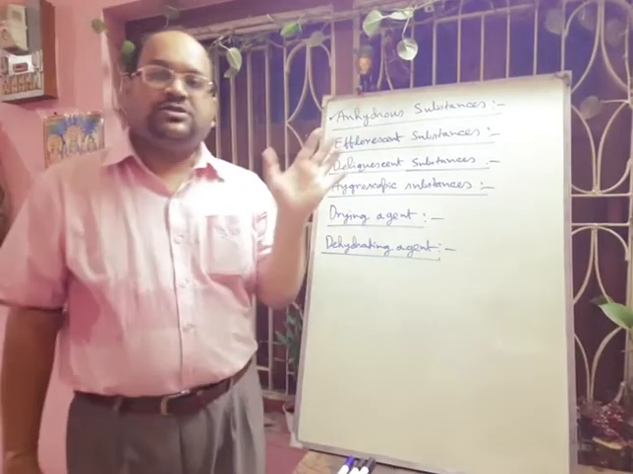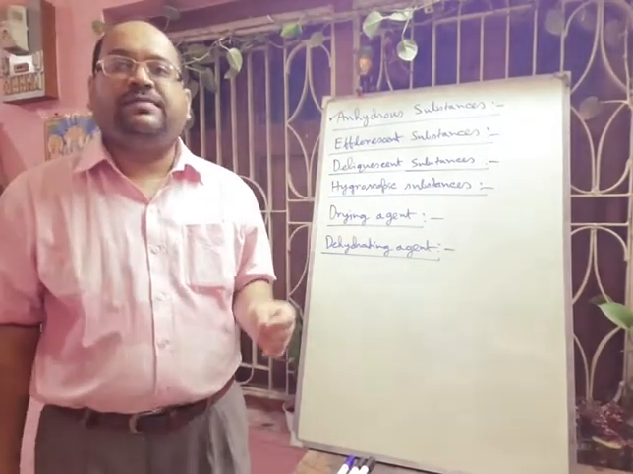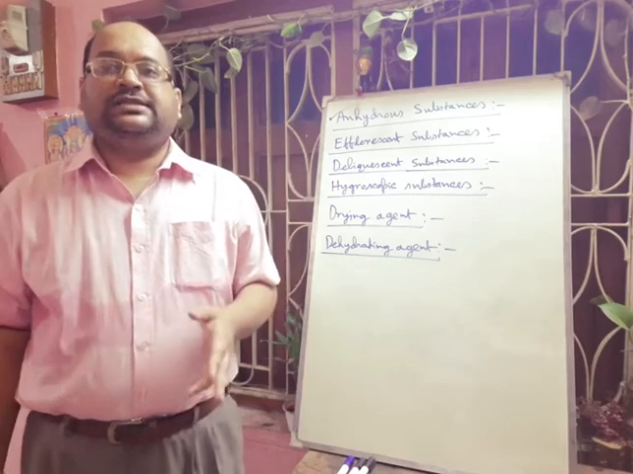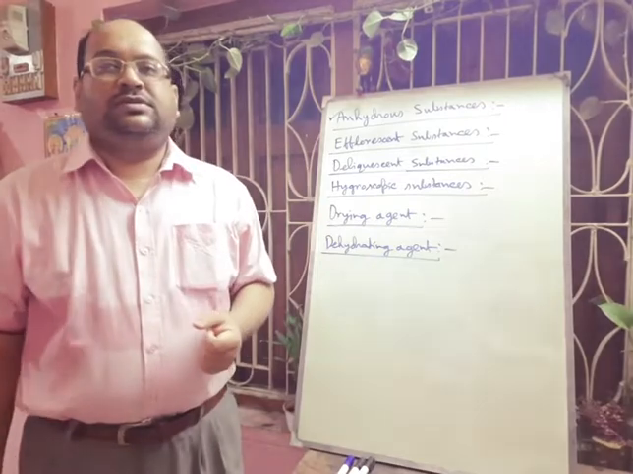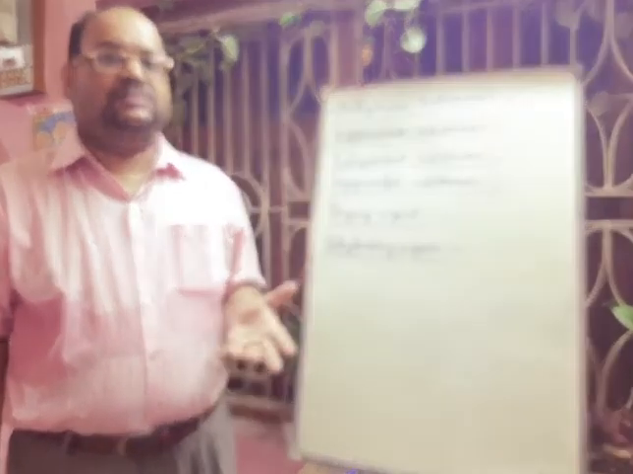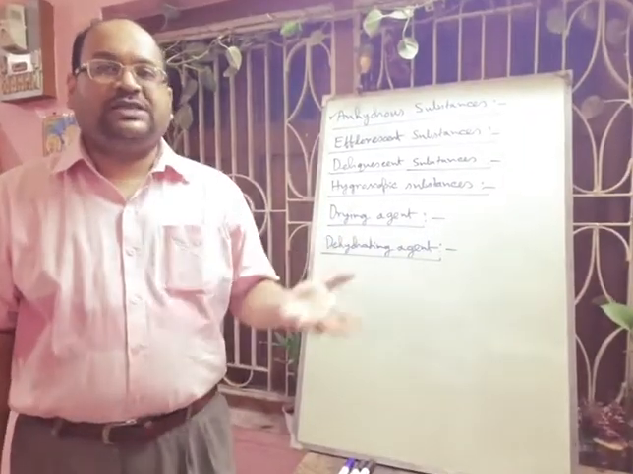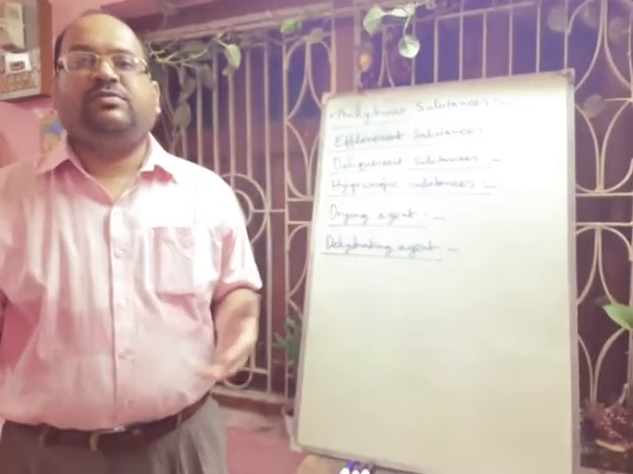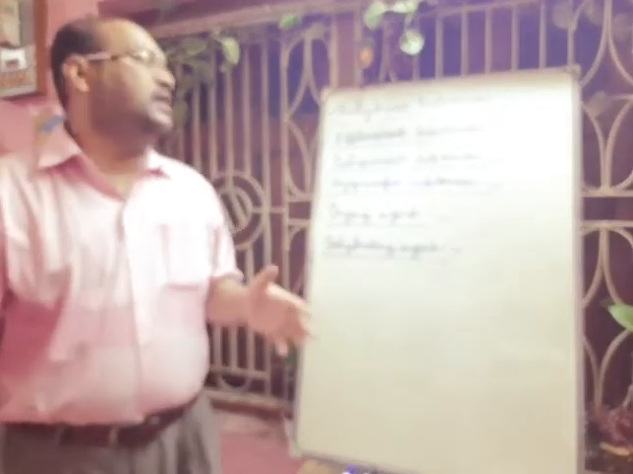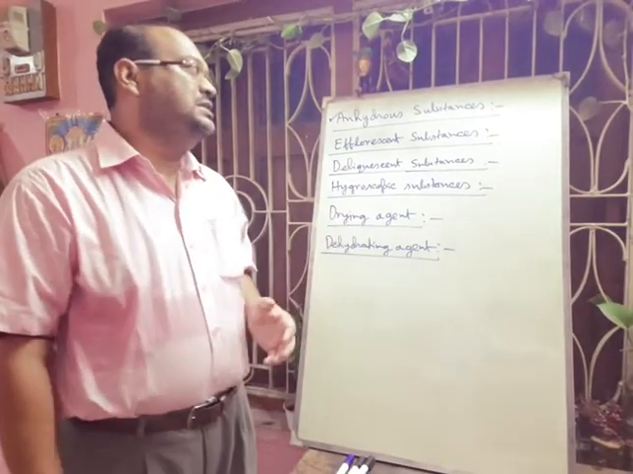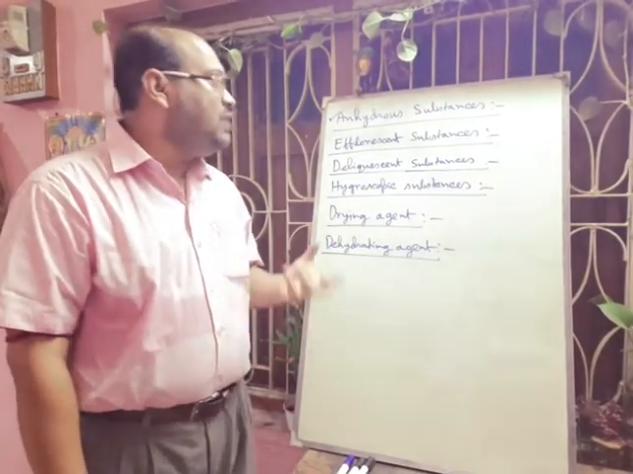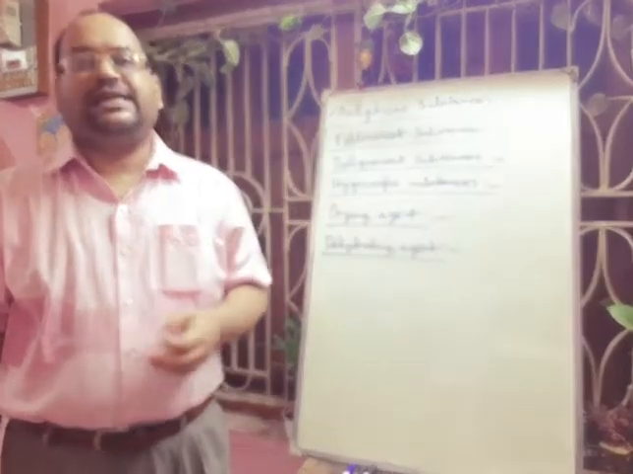So the salts or substances which do not have any water of crystallization in loose chemical combination with the salt are called anhydrous substances, like sodium chloride, potassium chloride, sodium nitrate, ammonium chloride, etc. Now, these anhydrous substances we can easily prepare from hydrated substances. If we apply heat to a hydrated substance, it can produce an anhydrous substance.